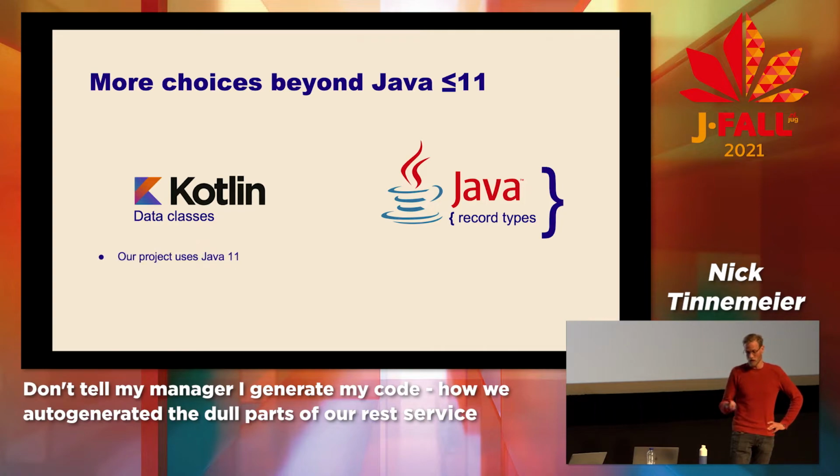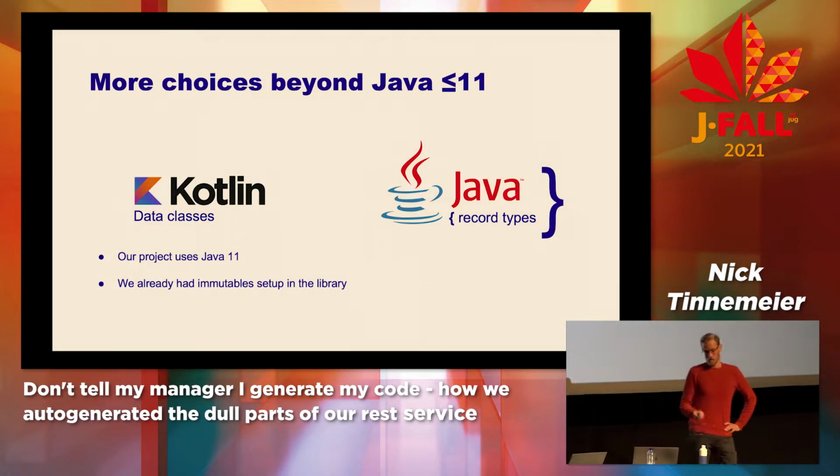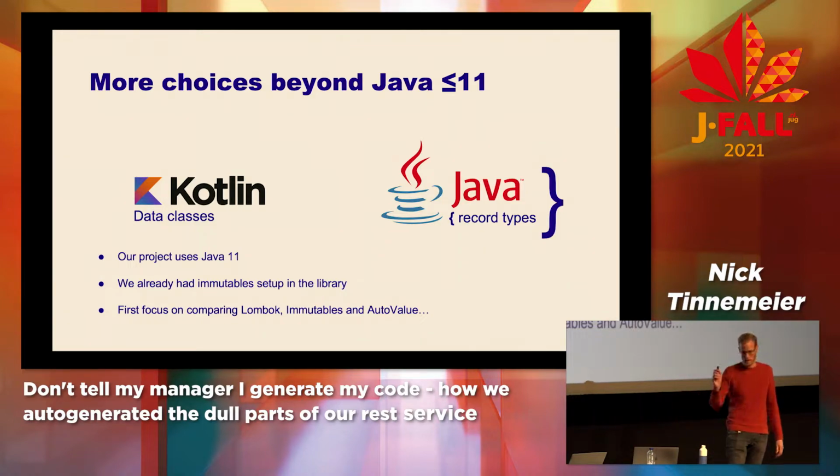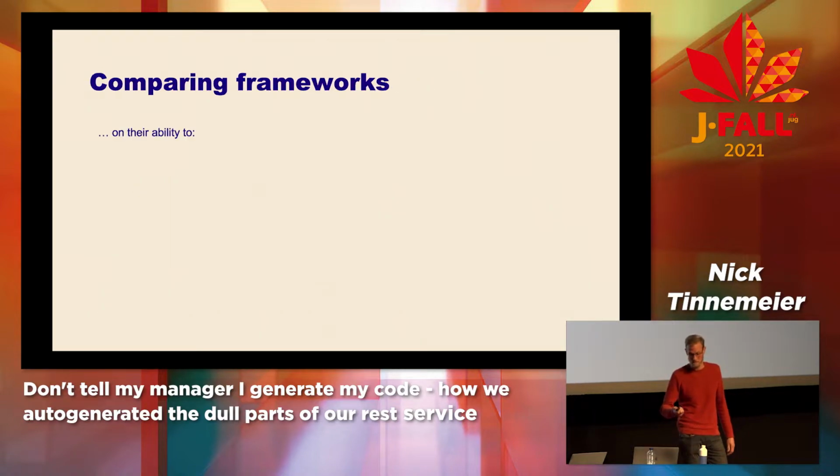However, our project uses Java 11, so record types are not an option for us yet. We already had Immutables set up in the library, so like I just explained, that's why we picked the Immutables framework. But I'll first focus on comparing Lombok, Immutables and Auto Value, and then I'll get back to data classes and record types, I promise.